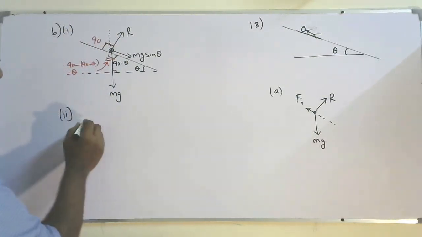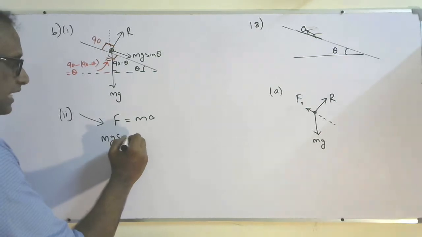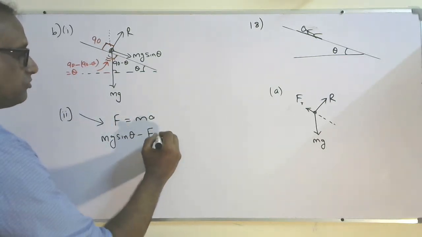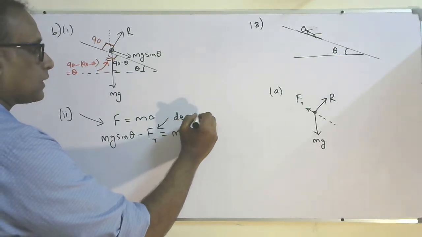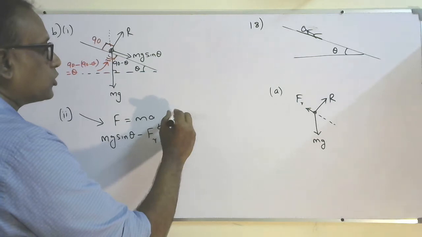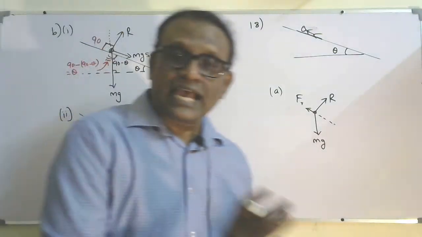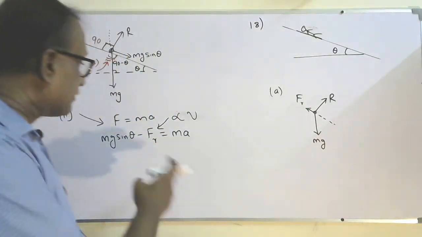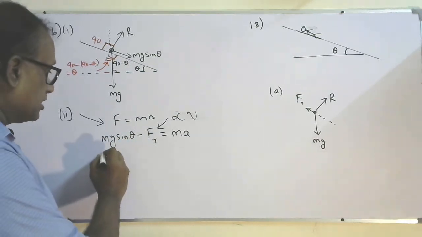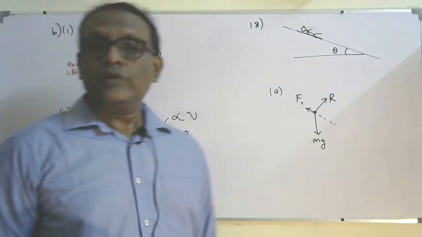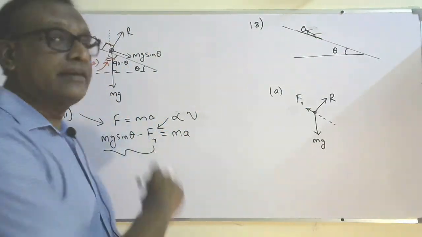So along the slope down, the resultant force acting on the athlete will be ma. The resultant force will be mg sine theta minus drag force Fr, the resistive force, equals ma. Now you can see that this resistive force is almost proportional to the speed. So what happens when the person accelerates downward? Speed will increase. When the speed increases, drag force will increase. This quantity remains constant, but this is increasing. So the total resultant force along the slope down will decrease. So the acceleration will decrease.